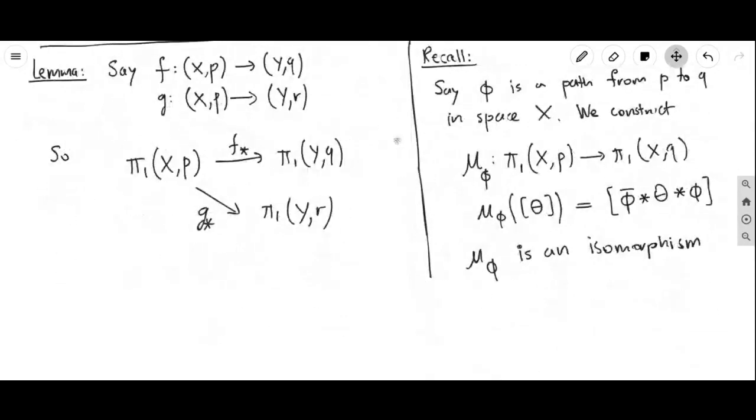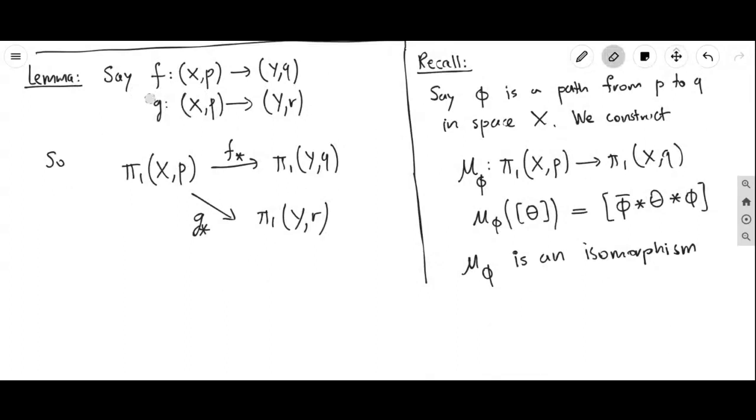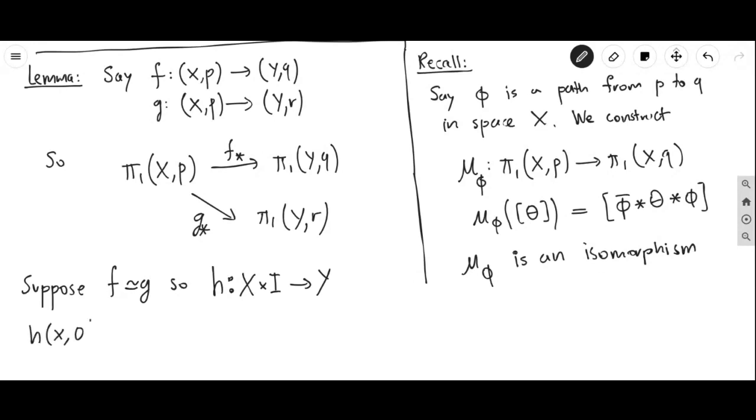Oh, so I forgot to say something. At the moment we have F and G, these are mappings, and suppose F is homotopic with G. So there's a homotopy H from X cross I into Y, where H_x of 0 is equal to f of x, and H_x of 1 is equal to g of x.